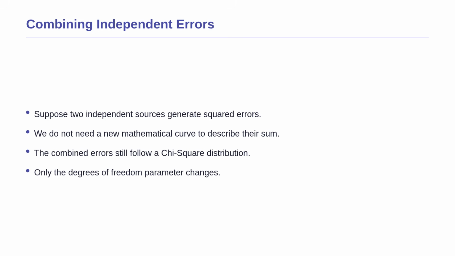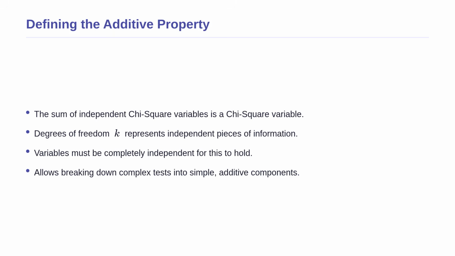The only thing that changes is a parameter called degrees of freedom, which simply adds your number of independent throws to your friend's number of throws. This intuitive idea leads us directly to the formal definition. The additive property states that the sum of independent chi-square random variables is itself a chi-square random variable.